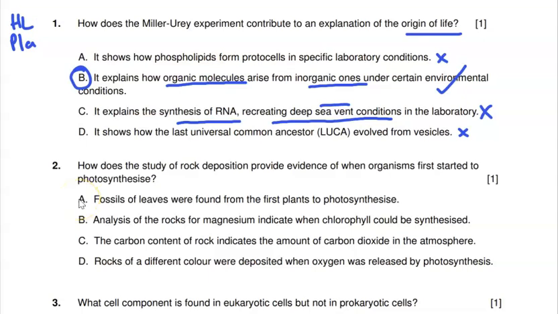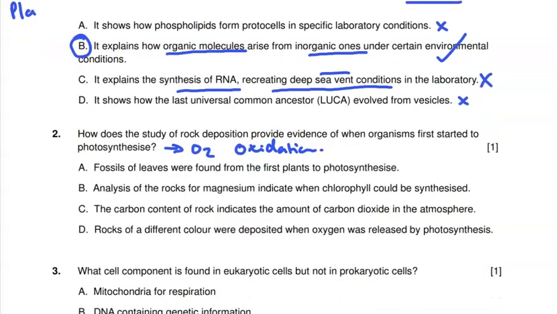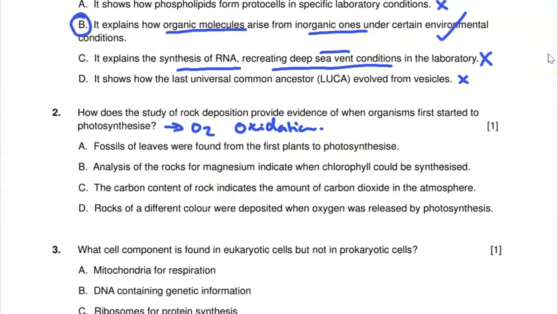How does the study of rock deposition provide evidence of when organisms first started to photosynthesize? Well, with photosynthesis came oxygen as the waste product, and of course with that comes oxidation. So what we see is the oxidation of minerals and of various elements. Let's see if these fit the options. Fossils of leaves were found from the first plants to photosynthesize. Well, that wasn't what we're talking about, so not that one, given that the first plants would not have had leaves at that stage.